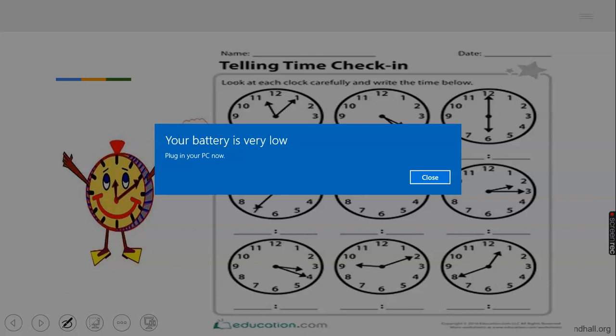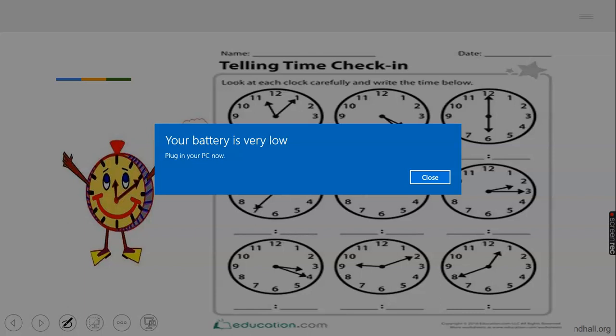Okay, let's see what we have here. This is 9. And the minute is what? 5, 10. That's 9:10. 10 minutes past 9. Before it was 9 o'clock, but now 10 minutes has passed. What is the time here?